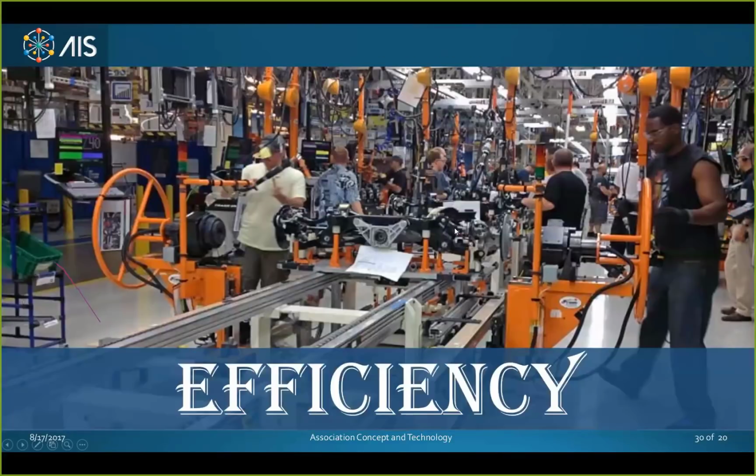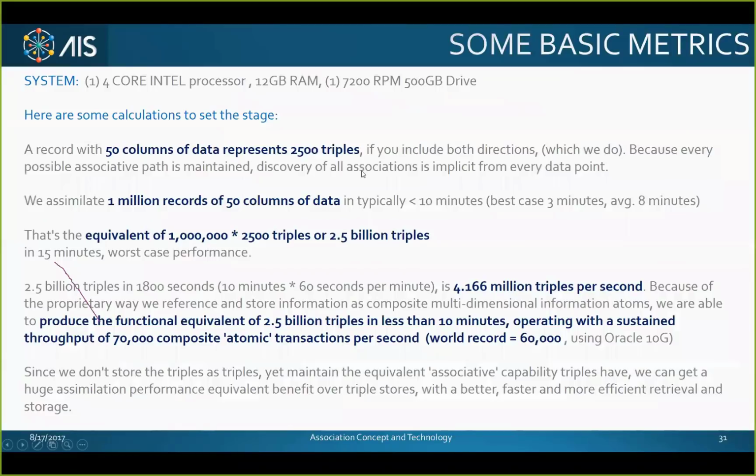So now we're moving into the efficiency area. Now efficiency, and these are some of the basic metrics. So consider a record with 50 columns. And we're talking about a very simple system over here. One processor, 12 gigs of RAM, 7,200 RPM, 500 gig drive. Very straightforward. A record with 50 columns of data represents something like 2,500 triples. Now, this is how databases are measured, by the speed at which they handle triples.